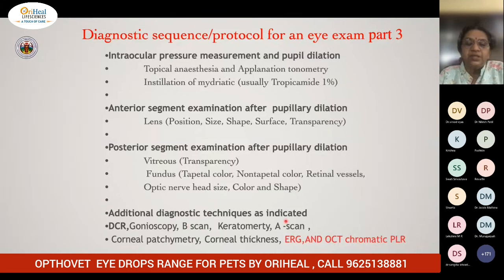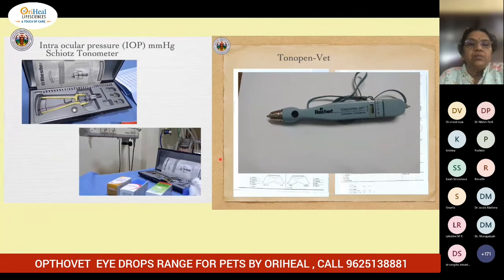Additional diagnostic techniques are indicated if you are going for a DCR, gonioscopy, B scan, keratometry, A scan, pachymetry, thickness, ERG, OCT, and chromatic PLR. So these are all additional diagnostic tests which can be conducted by the veterinary ophthalmologist in his or her clinic. Now, intraocular pressure.